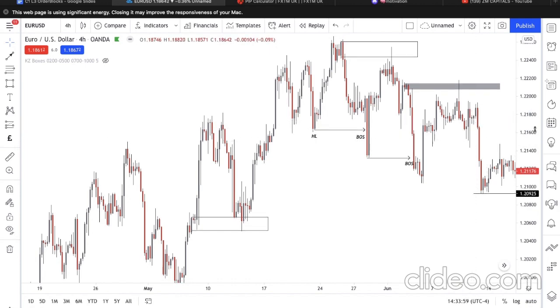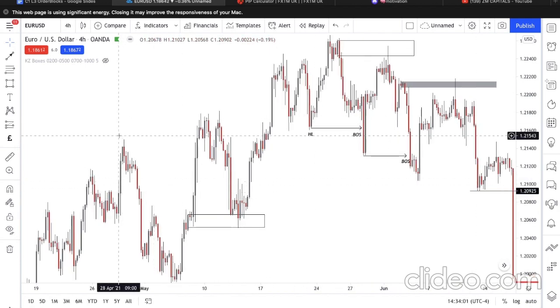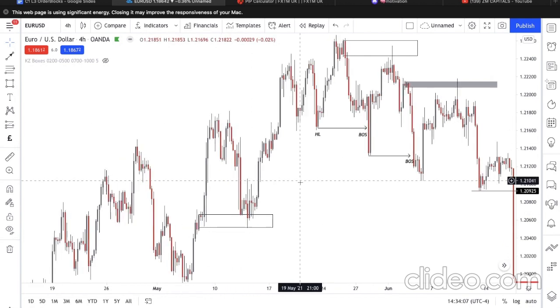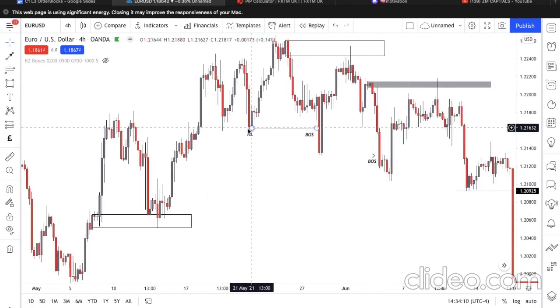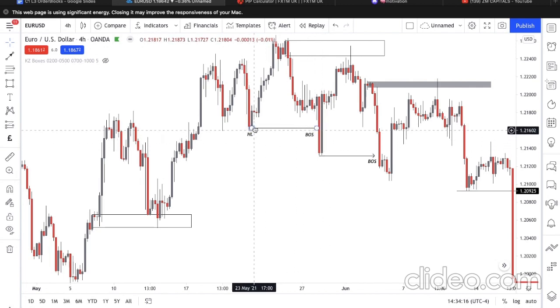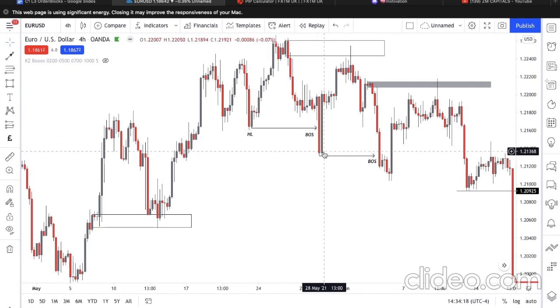Alright, sweet. So as you can see here, price is printing a series of higher highs, right? And a series of higher lows. Now, as you can see here, that was the most recent higher low. Now, what happened at this point over here? Price broke that structure, right? That was the most recent higher low, but now price broke that structure, creating a lower low.